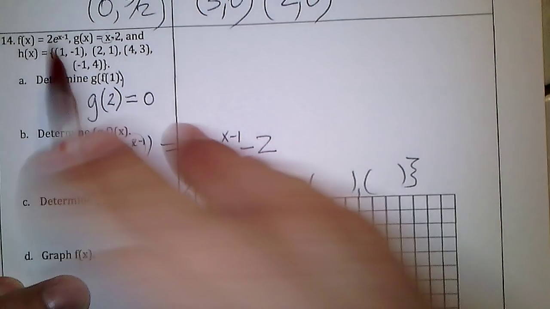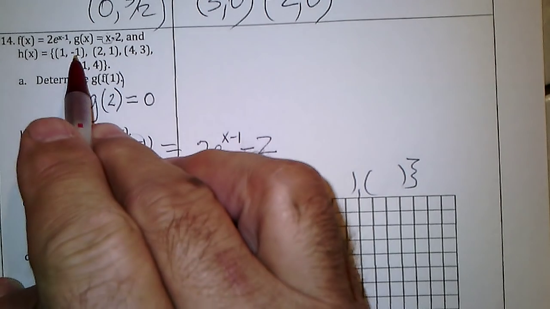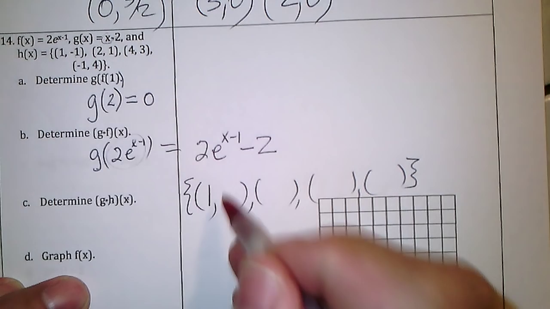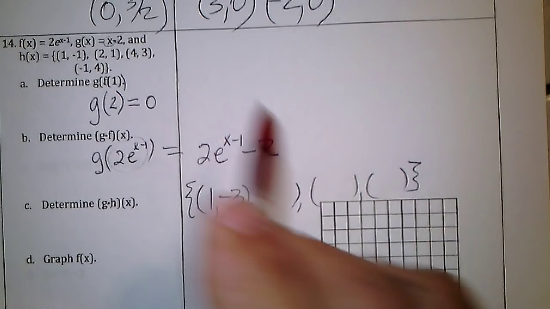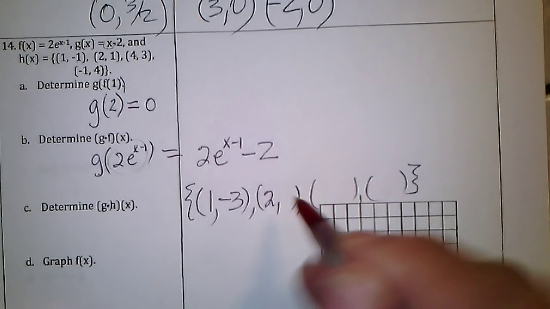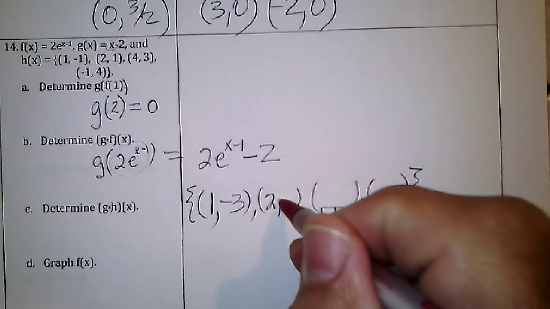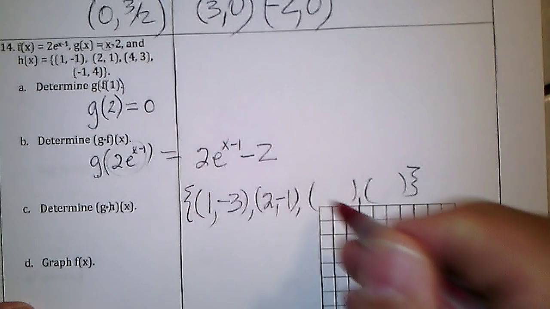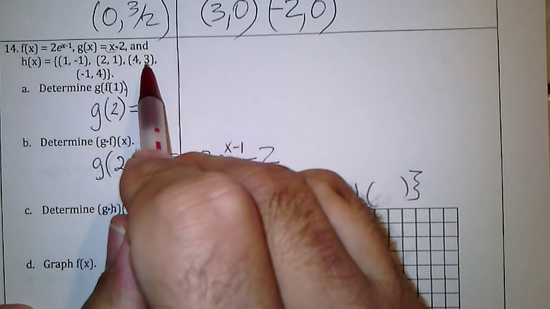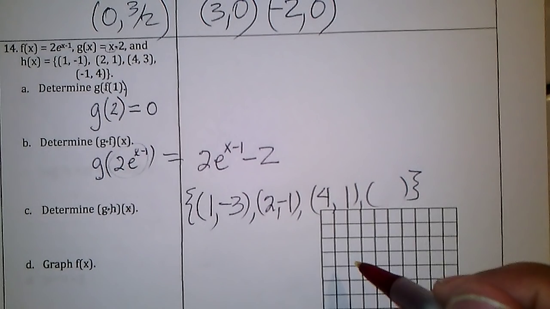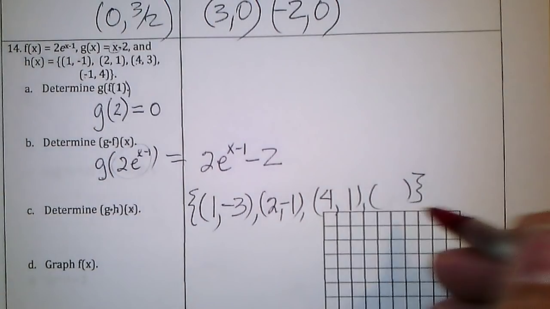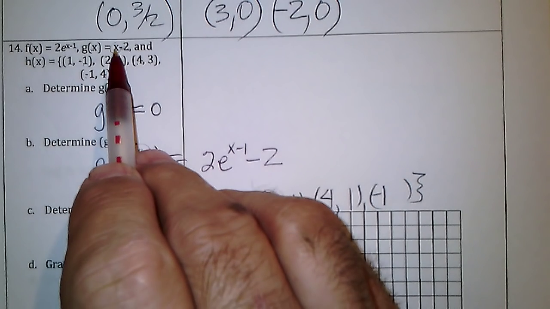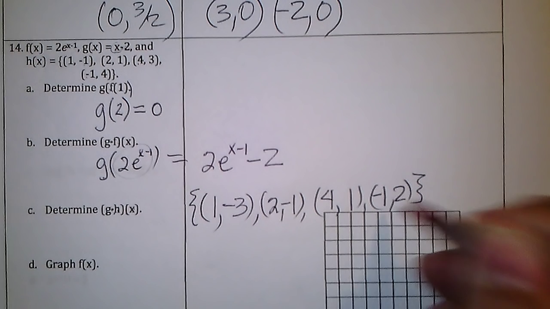So if I put in 1, it changes to a minus 1 in h, and so I got to put minus 1 into g, so minus 1 minus 2 is negative 3. If I put in 2, I get 1. 1 minus 2 is negative 1. If I start with 4, it changes to a 3. 3 minus 2 is 1. And if I put in minus 1, it changes to a 4, and 4 minus 2 is 2.